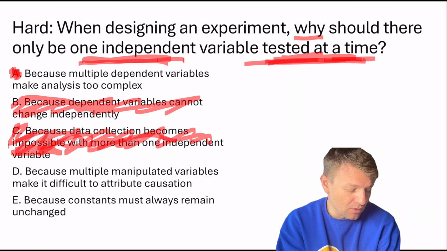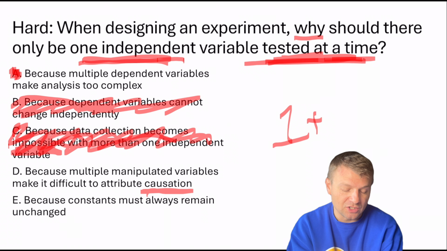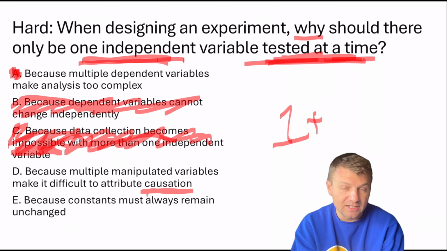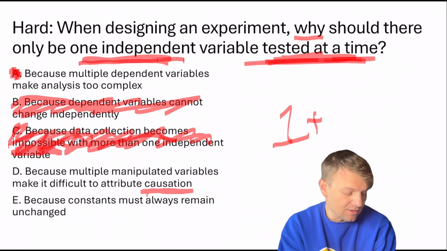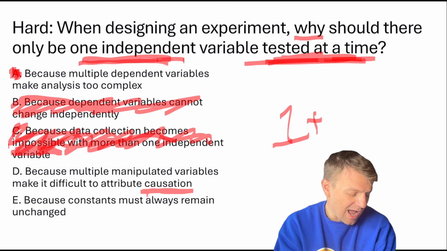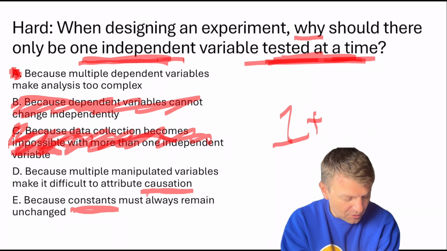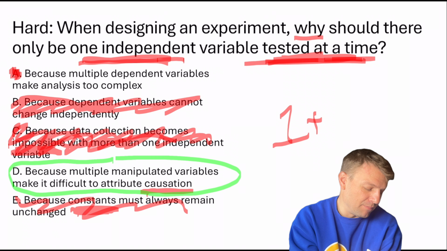D, because multiple manipulated variables make it difficult to attribute causation. That sounds like what I'm looking for. When you have more than one variable that you're changing, you don't know which variable is changing the dependent variable. I think that's the answer. Let's look at E though, because constants must always remain unchanged. We talk about control variables, but I don't think this is the answer, and it's because D is the best choice here.